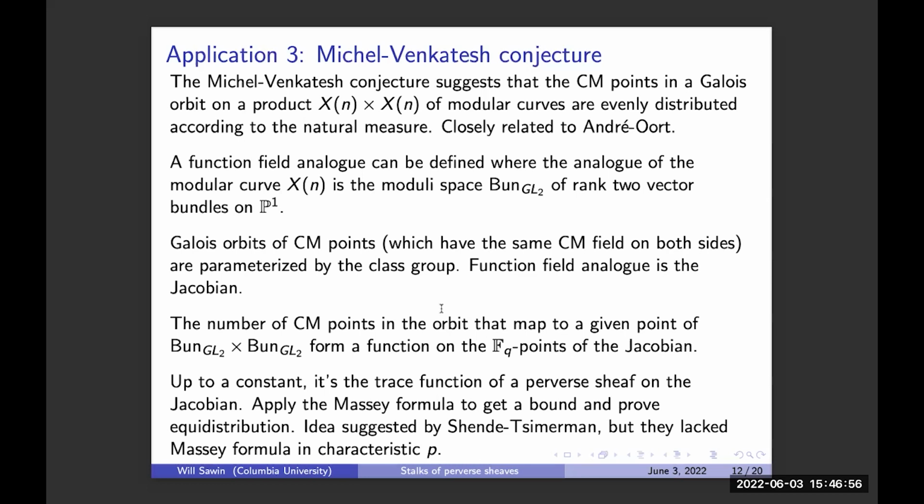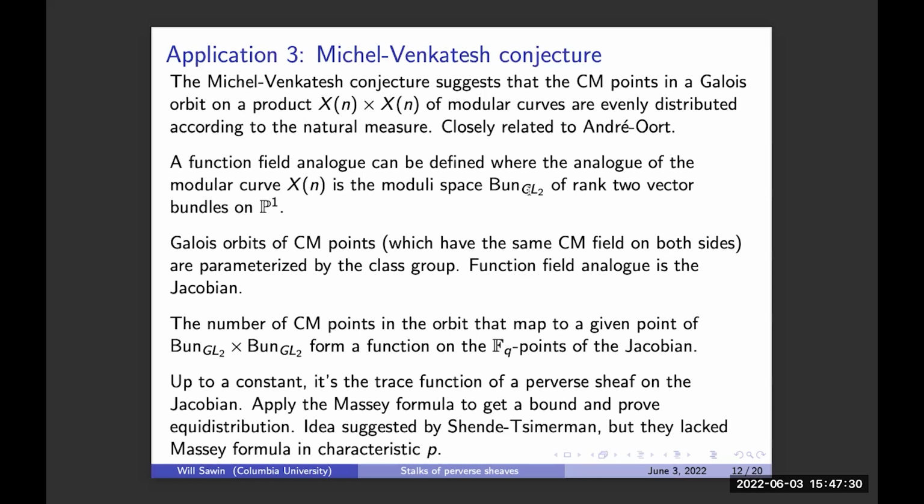And so this problem also has an analog in function fields, for polynomials over finite fields. It's a little subtler to figure out what the correct analogs of the modular curve and CM points are in this setting. But you can, and in the simplest case, the analog of the modular curve is going to be, again, the moduli space Bun_GL2, the moduli space of rank 2 vector bundles on, for simplicity, P^1.